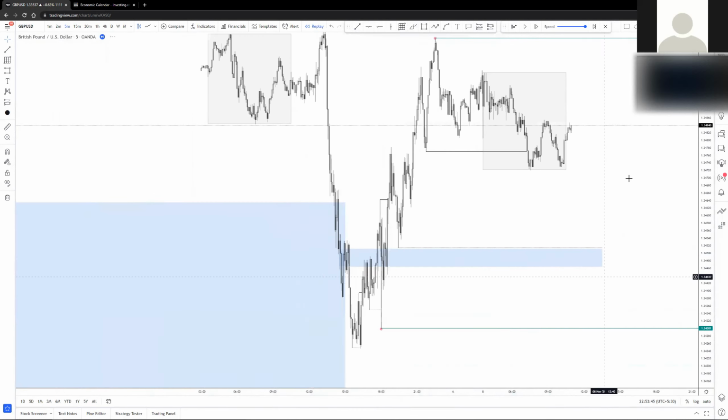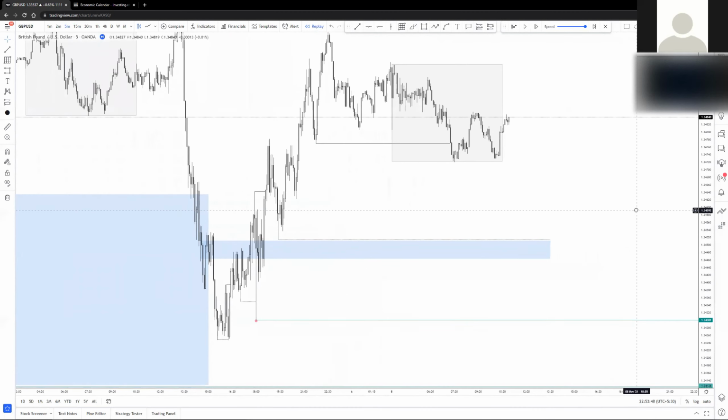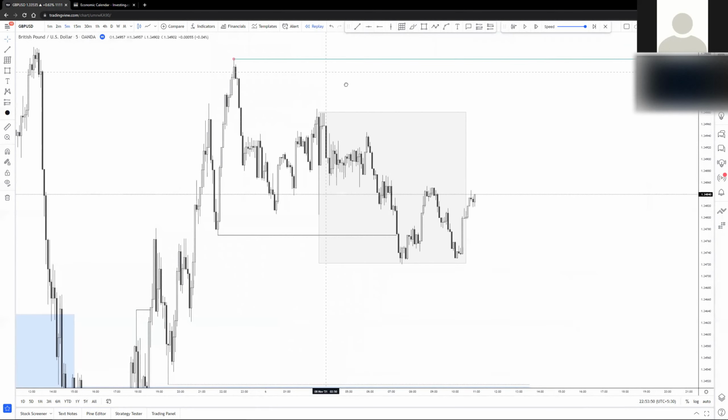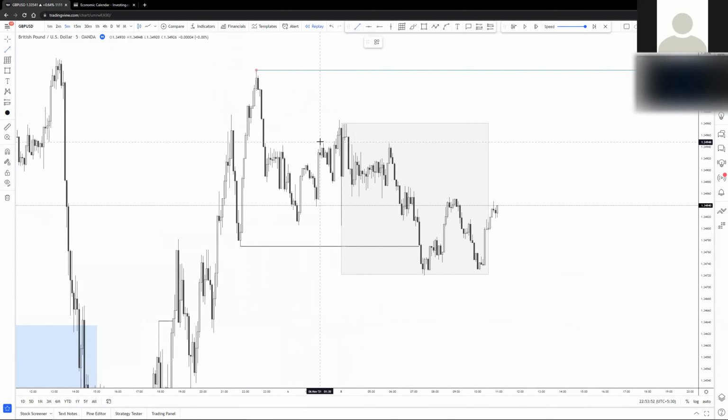But then again, I told you, my favorite setup, you can always hedge it, but safely. Now, can you expect the Asian highs to hold? Of course. Stop hunt, minor break right here, and the big break, the major break right here.